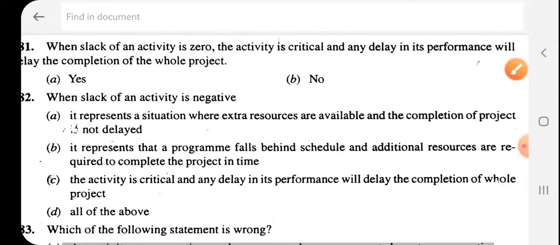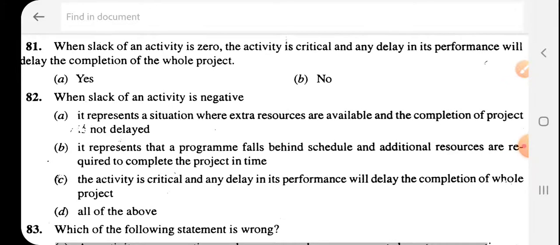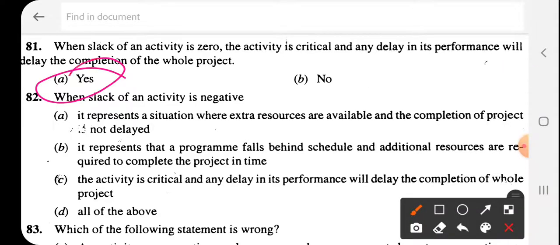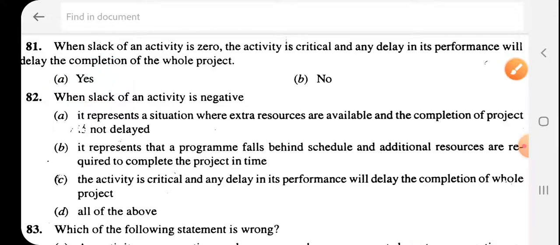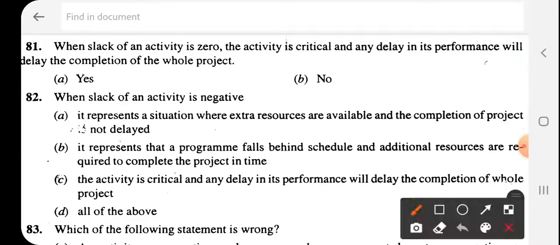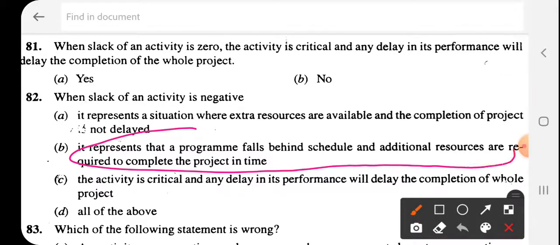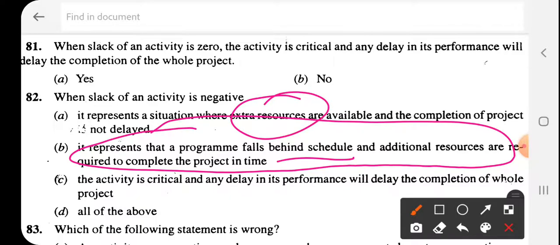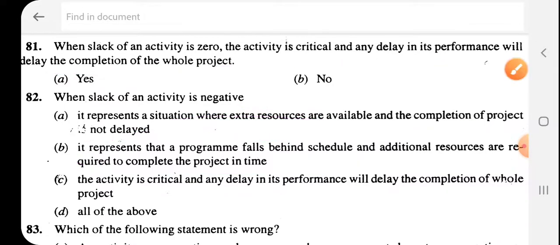Next, 81. When a slack of an activity is 0, the activity is critical and any delay in its performance will delay the completion of the whole project. So this is very important, that is A. When a slack of activity is negative, what does it represent? So 82 is B. It represents the program falls behind the schedule and the additional resources will be required for completion. So behind the schedule means negative, and extra resources means positive, and if it is delayed, the whole project will be delayed, that means 0.